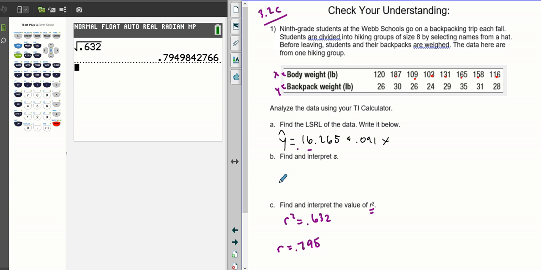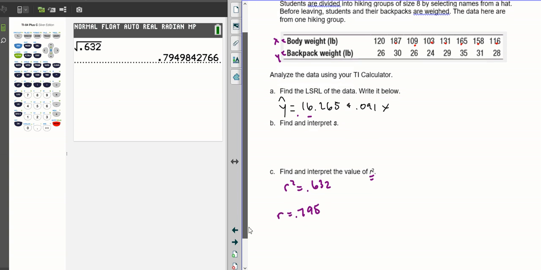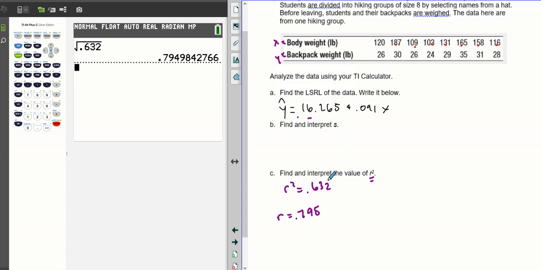Now, the question is, what is r squared? We can talk about the difference between r squared and r, but really we want to find r squared, and now we want to interpret it. So how do we interpret r squared? Well, what this means is about 63.2%. That's what an r squared value is.